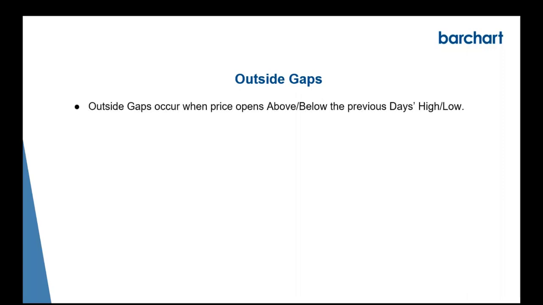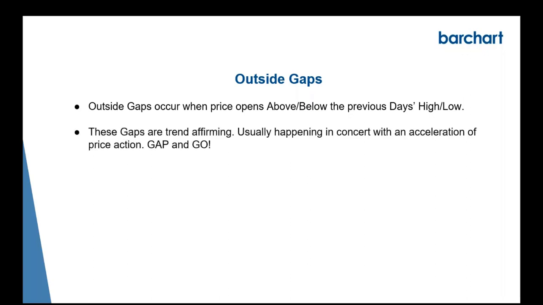All right, the other kind of gaps that we have are what we call outside gaps, right? And an outside gap is where price occurs outside or above the previous day's high or below the previous day's low. These gaps can be trend affirming and are usually in concert with an acceleration, sometimes referred to as gap and go.